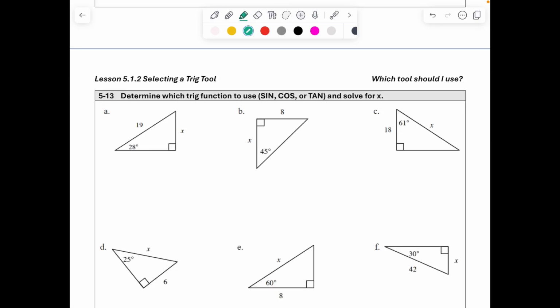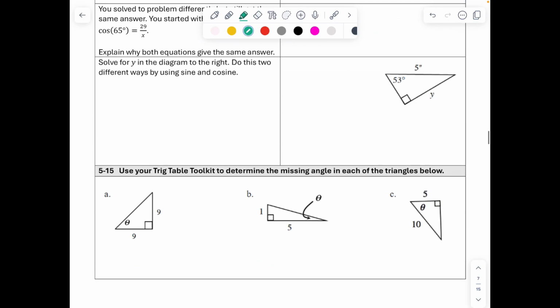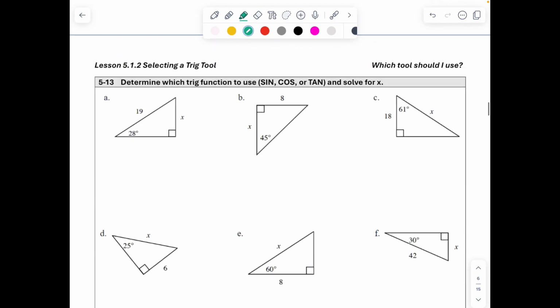This is lesson 512, selecting a trig tool. In all these problems, this is just a lesson full of problems for the most part. We're just going to be selecting whether we're going to use sine, cosine, or tangent, and then we will solve for x.